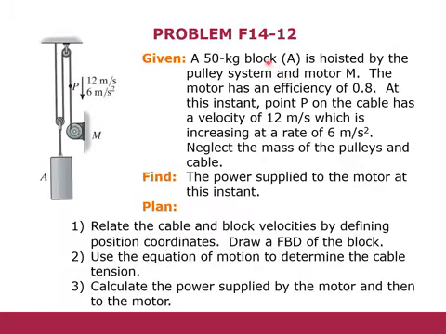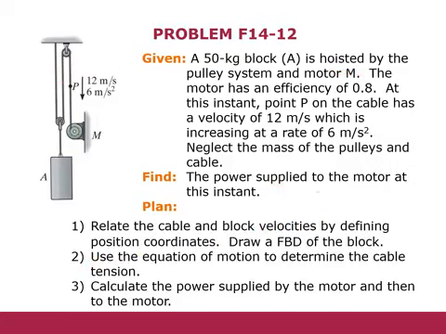Now let's solve a problem related to efficiency and power, problem F14-12, in which you have a block and a motor, and this motor is hoisting this block having the mass 50 kg with the velocity and acceleration of 6 meter per second, 12 meter per second, and 6 meter per second square respectively. We are also provided with the efficiency of the motor, which is 0.8. So we have to calculate the power supplied to the motor at that instant.